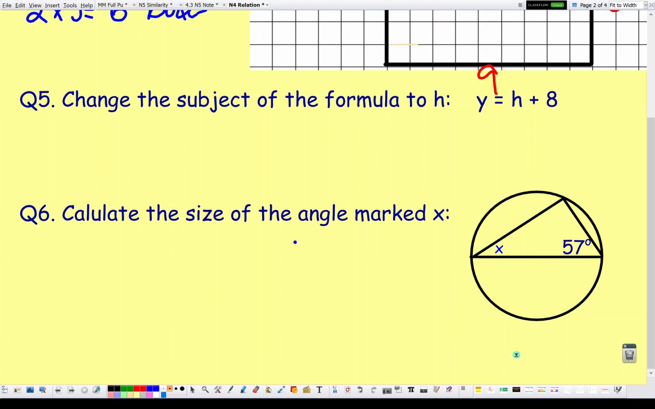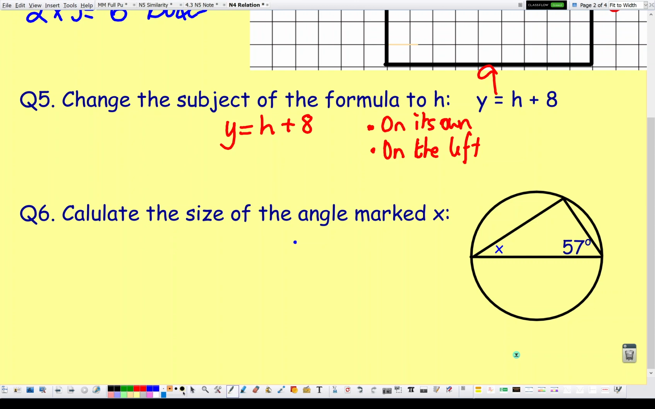Change the subject of a formula to h. So the next question we have is y equals h plus 8, and it's kind of similar to solving an equation. I need to get my h on its own on the left. That's how we turn another variable into the subject of the formula, as we get it on the left hand side of the equal sign and then it's on its own, there's nothing else with it.